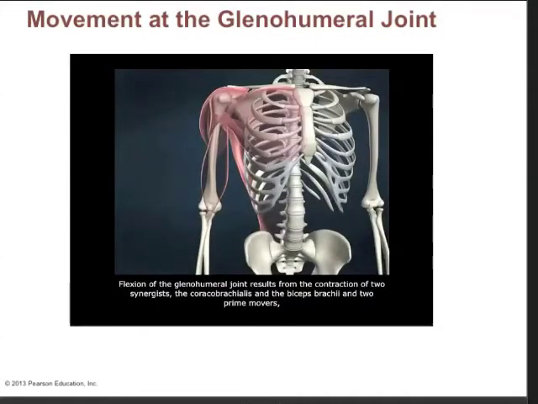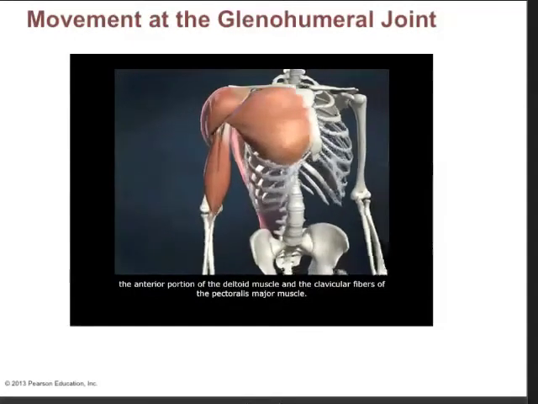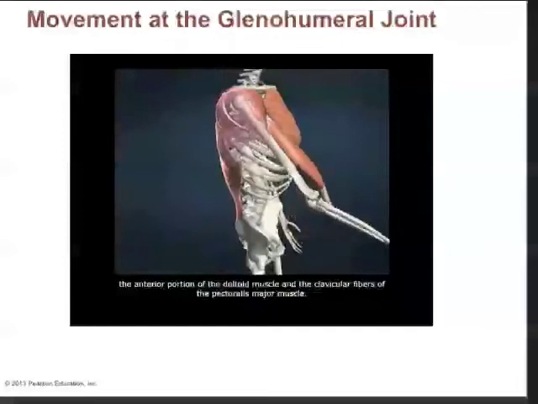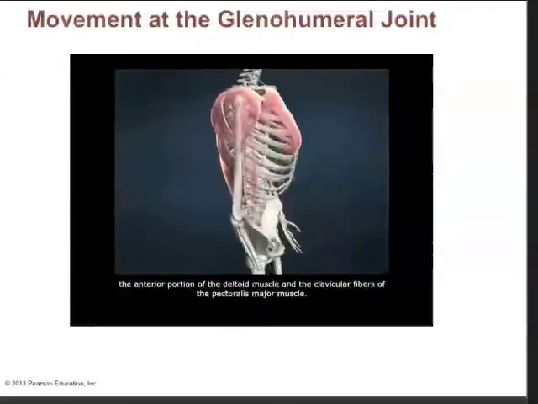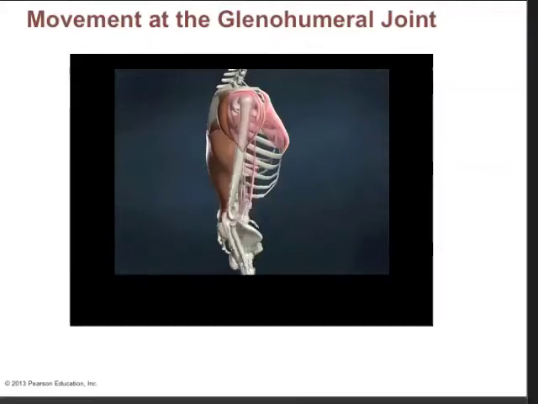Flexion of the glenohumeral joint results from the contraction of 2 synergists, the coracobrachialis and the biceps brachii, and 2 prime movers, the anterior portion of the deltoid muscle and the clavicular fibers of the pectoralis major muscle. Extension of the joint results from contraction of 1 synergist, the teres major muscle, and 2 prime movers, the posterior portion of the deltoid muscle and the latissimus dorsi muscle.